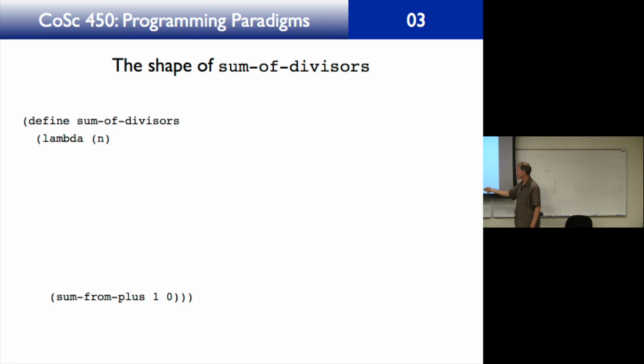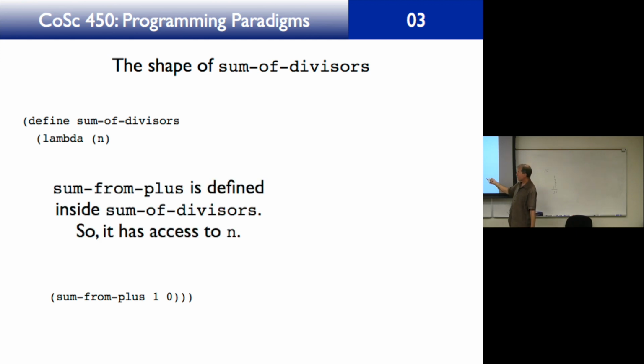Sum of divisors is going to call sum from plus. Normally, in all the examples we've done before, when we had a new function, where were these functions? They were all independent. But what we're going to do this time is the following. Sum from plus is going to be defined inside sum of divisors. Now, this is a different arrangement than anything we've done before. Does everybody see what we're doing?